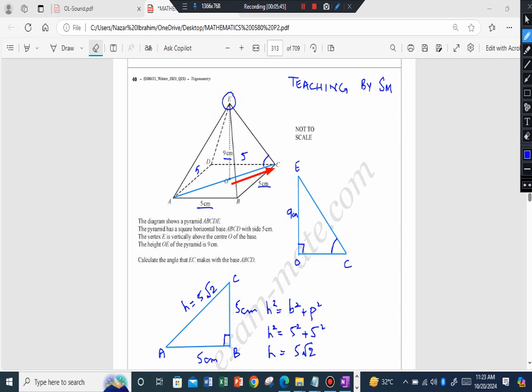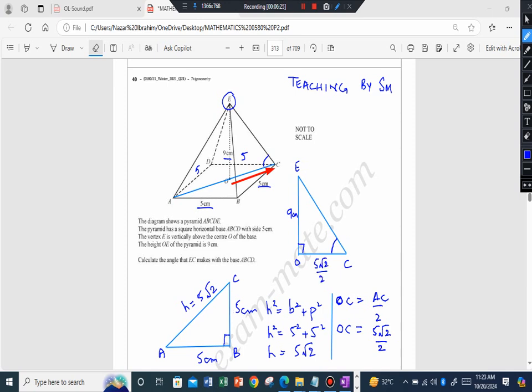Clear? Okay, now what we wanted was OC, which is half of AC, right? So just dividing AC by 2, it means 5 root 2 upon 2. So in order to calculate OC, which is half of AC, I divided 5 root 2, which is AC, by 2. So the answer is 5 root 2 upon 2, right? So I got OC, which is 5 root 2 upon 2.